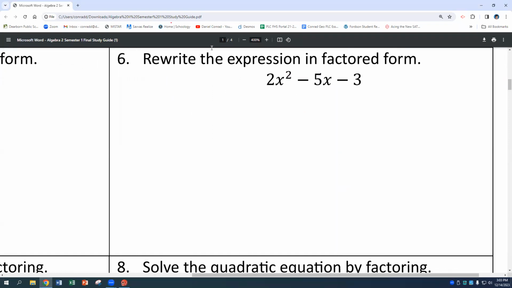Rewrite the expression in factored form. So this one, we aren't able to use our traditional x method. We're going to have to do factor by grouping. So what we're going to do is a times c, which is -6. So we're going to have two numbers that multiply to -6 and add to -5. That's going to be -6 and +1.